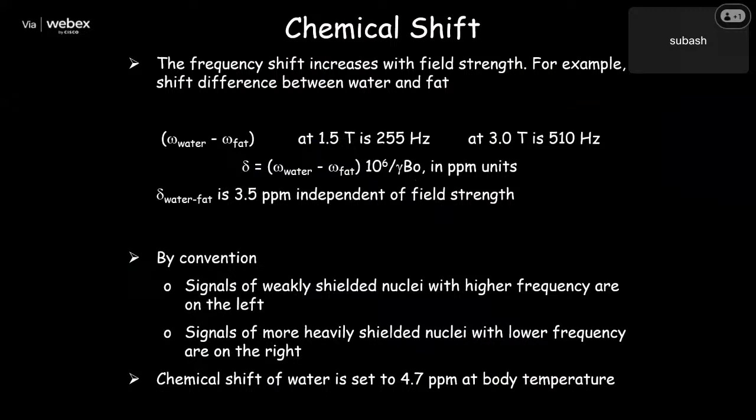If the body temperature is changing, there could be a little shift in the water peak. But generally at body temperature, the chemical shift of water is 4.7 ppm. And we measure most of the peaks with respect to it in the body. In vitro NMR, you use an external reference, TMS or methylsilane, whatever you want to use. But here, this internal reference is used, which is water, for looking at the chemical shifts of different metabolites.